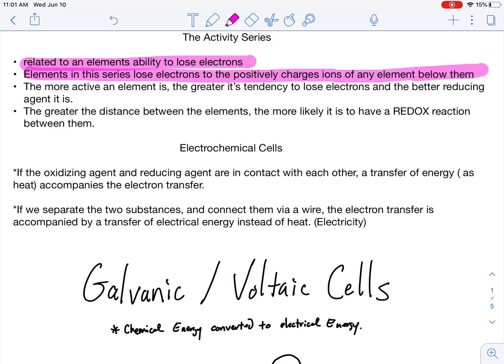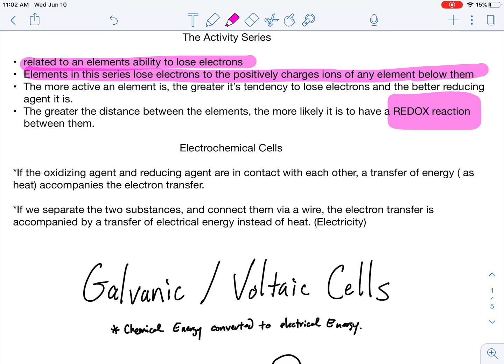When we did single replacement reactions, I said the compounds are always in solution. Well, this is why. It's all about an electron transfer, or a redox reaction. The more distance between the components on the activity series, the more likely that redox reaction will occur. We're going to use that information when we talk about electrochemical cells.